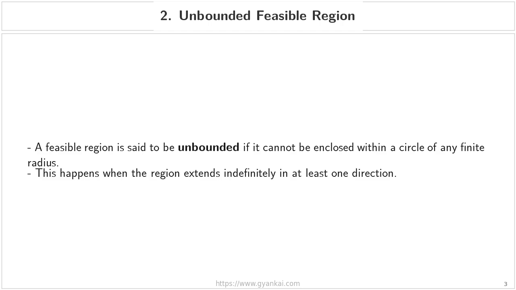2. Unbounded feasible region. Think of an unbounded region as the complete opposite of what we just discussed. We say a region is unbounded if it is impossible to enclose it within a circle of any finite radius. In simpler terms, this happens when the shaded area on your graph extends indefinitely in at least one direction. It just keeps going and going toward infinity.